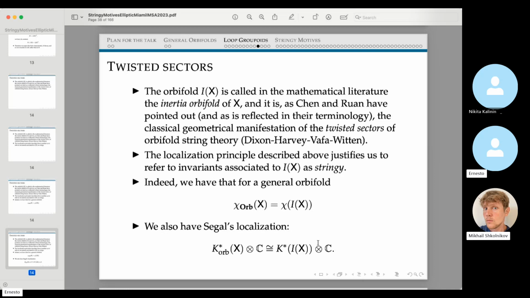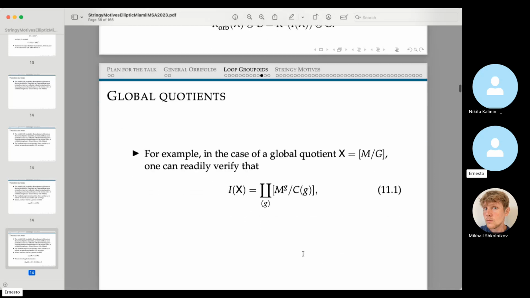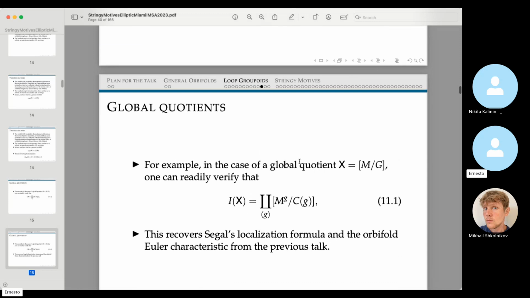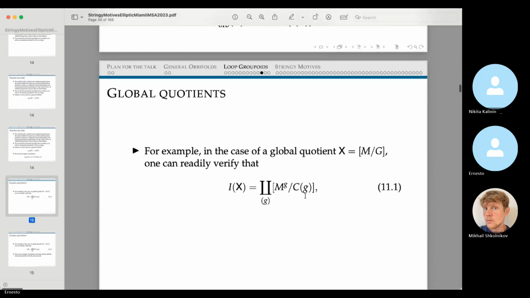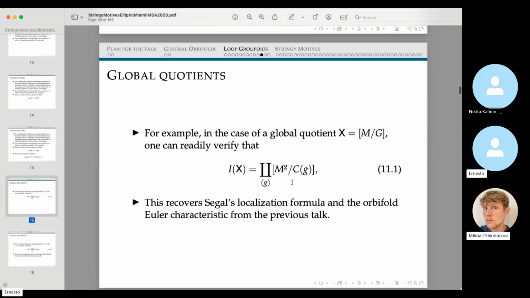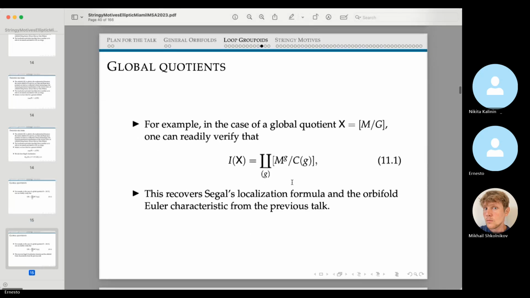So this is another of our observations. For global quotients, there are many ways to represent this, and this is one possible way. And this recovers Segal's localization formula and the Euler characteristic from the previous talk.